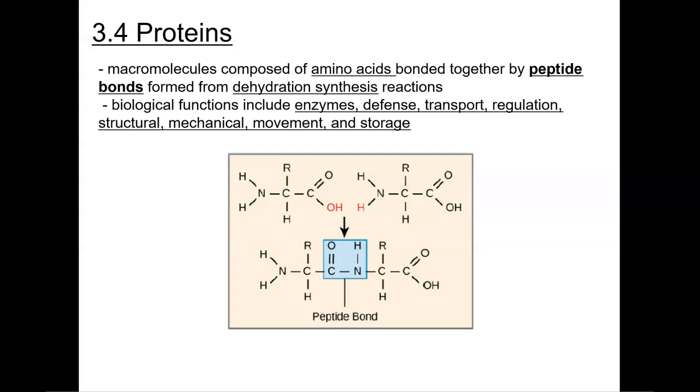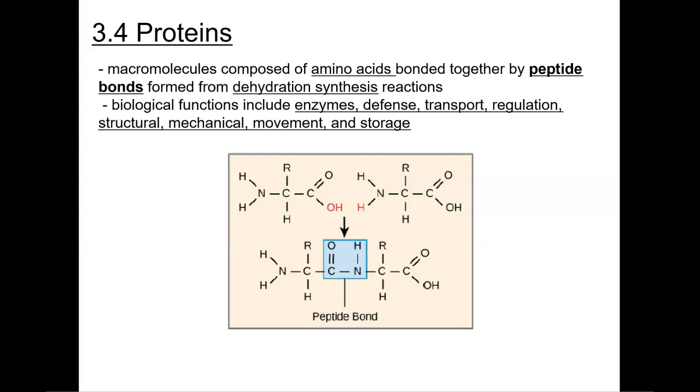They're important in transport. They help bring things into and out of a cell. They can take things through the cell, attach to them and take them through, or even attach and bring things through the body. They also help with regulation. They can be at the cell membrane, and they can regulate specific things that are allowed in or specific things that are allowed out. Proteins are responsible for structural functions.